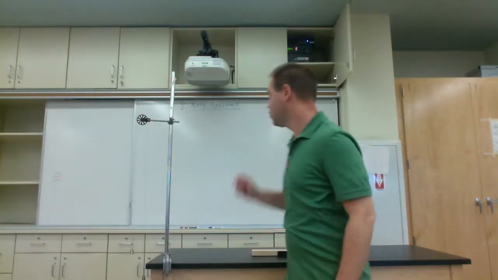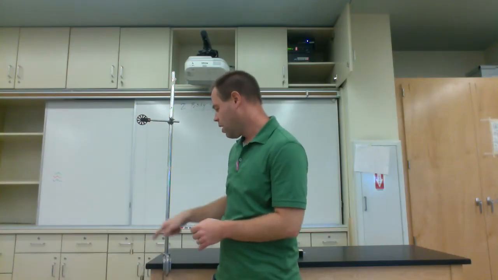Today we're going to be talking about two-body systems. I've got a couple examples right here. This example has a specific name. It's called Atwood's machine, and all it is comprised of is a pulley with a string, and on either side of the string are some masses.